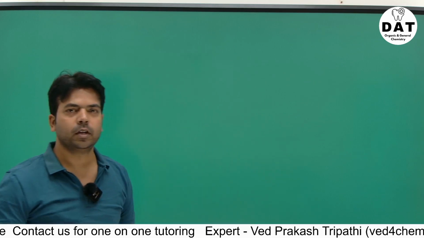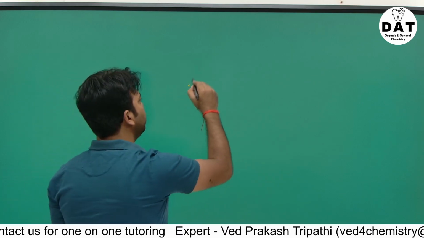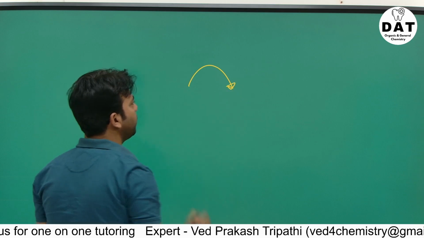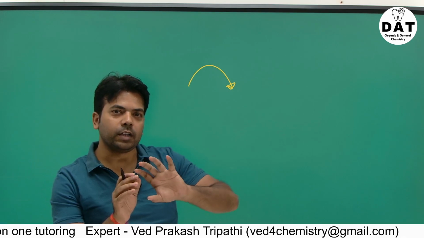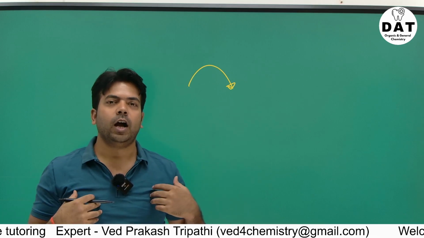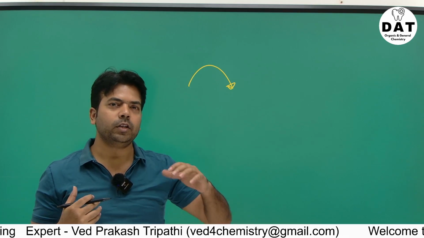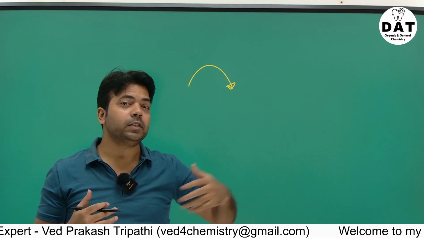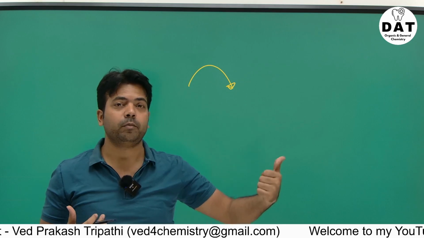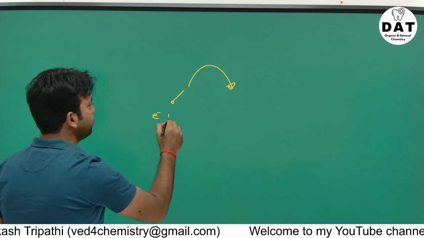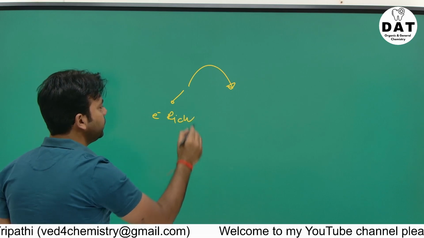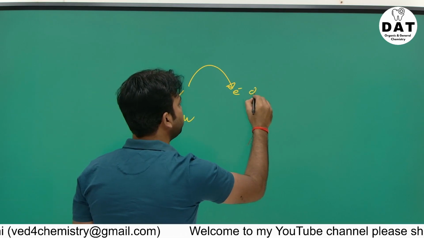Second thing, this arrow indicates the tail of the arrow means the electron is away from an atom. Suppose I am any atom and the arrow is going away from me. It means I am electron rich. I can donate my electrons. So this is electron rich and this is electron deficient.